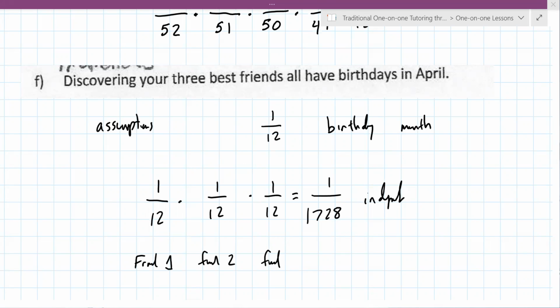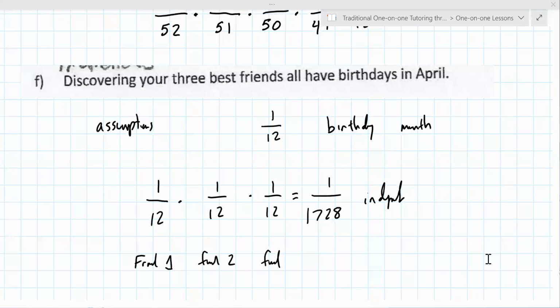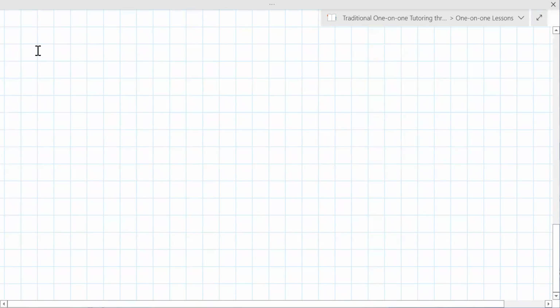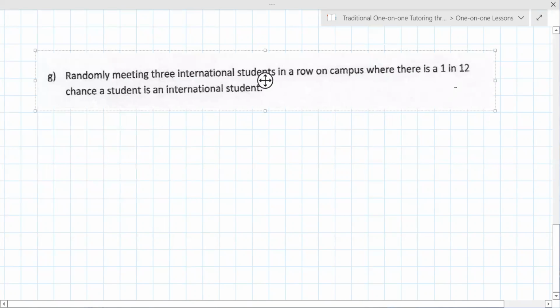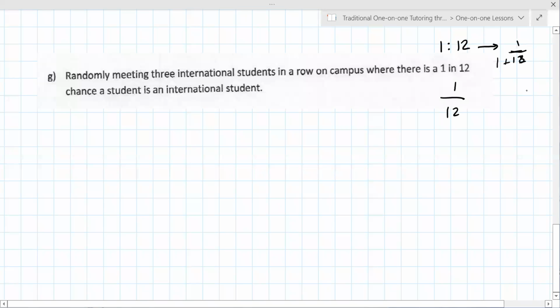Interesting. Letter G is really similar. Randomly meeting 3 international students on campus with a 1 in 12 chance. Okay, 1 in 12. See, I wasn't really sure what to do with the 1 in 12. I'm tempted to say it's 1/12, but alternatively, I'm trying to think of what this is, not a ratio. Maybe that's a ratio. Anyway, then it would be 1 to 13. Okay. 1 over 13, because the bottom number is the sum of the 2 numbers.